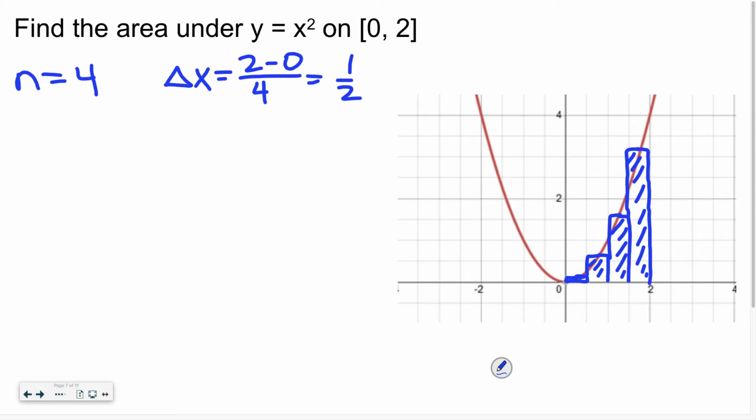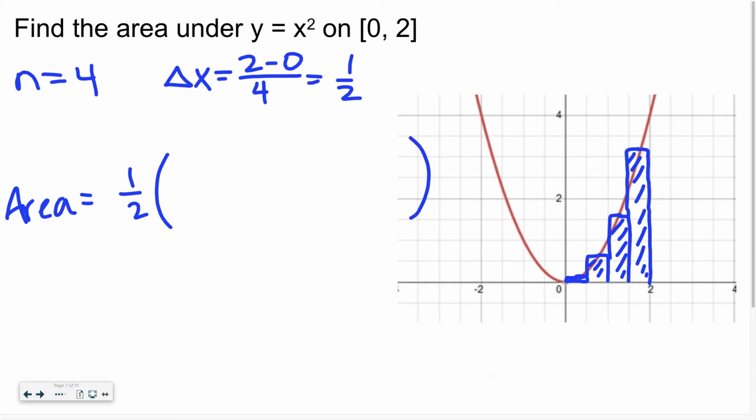So maybe for this one, can we all agree that the width of each rectangle is 1/2? Okay. So are you okay if I just say our area is 1/2 times, and we can figure out what all the heights are? Like, can we just go straight there? Is that okay? Now the midpoint gets a little tricky because we have to figure out what the midpoint is everywhere.